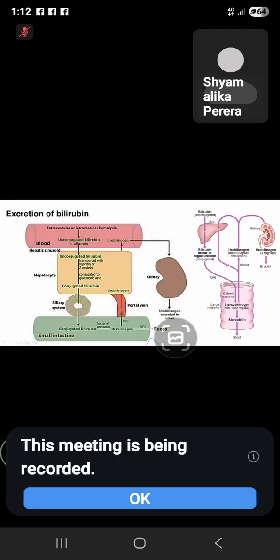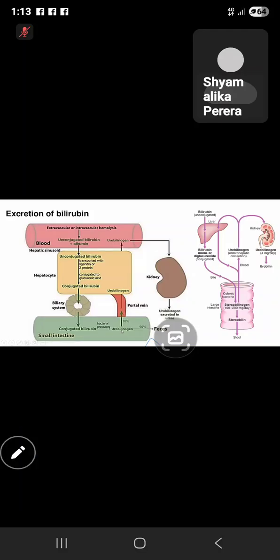Ultimately, this conjugated bilirubin is converted into urobilinogen inside the small intestine because of the commensal bacteria in our gut. This stercobilinogen passes with your stool, and once exposed to the air, it is converted into stercobilin, which gives that characteristic yellowish color to your stool. And a small amount of urobilinogen will re-enter your system.